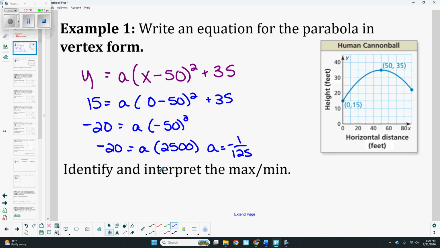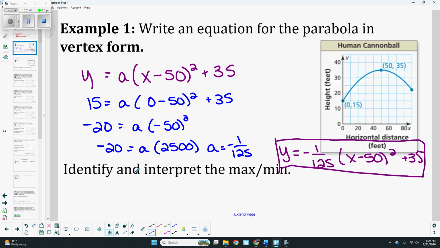So I'm going to rewrite my equation now. So it should have been y equals negative 1 over 125 times (x minus 50) squared plus 35. That is the equation in vertex form for this parabola.